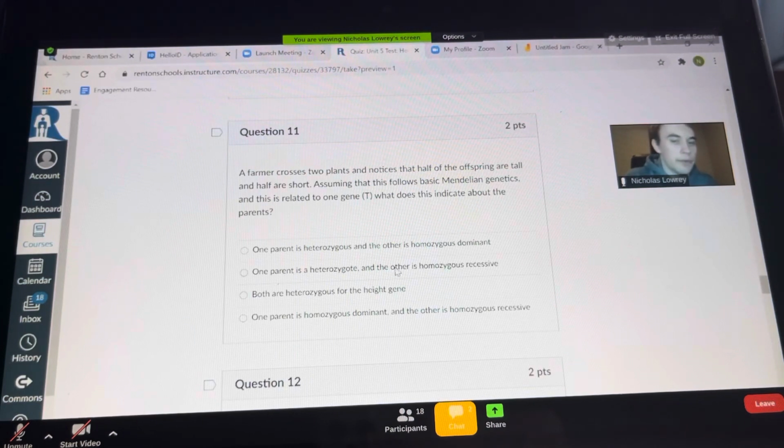So if I wasn't sure, I could do a heterozygote cross with the homozygous recessive or any of the others, and I could see if you get the right percentage. So there's a fast way to do it, which is working backwards, and there's a slow way to do it, which is just testing each one individually.